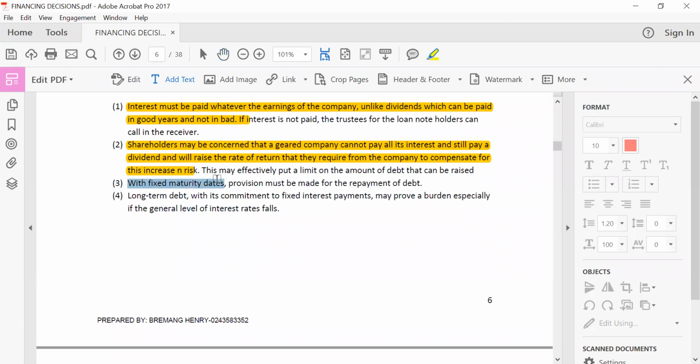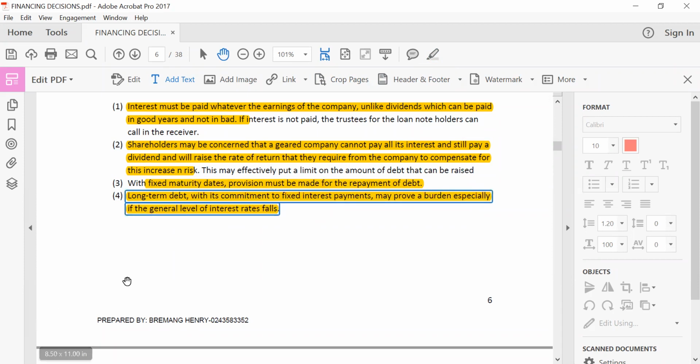With fixed maturity dates, provision must be made for the repayment of debts. So every time you need to make provision, your financial statement will not look good because you're making provision. It's not easy, right? Long-term debts with their commitment to fixed interest payment may prove a burden, especially if the general level of interest falls.